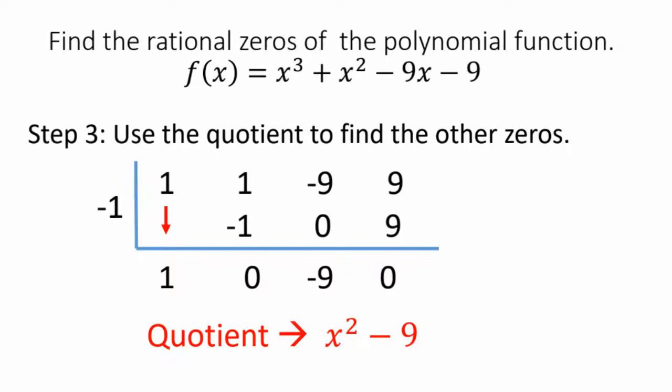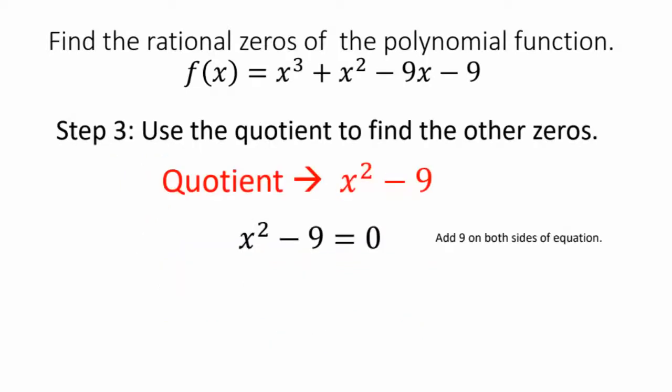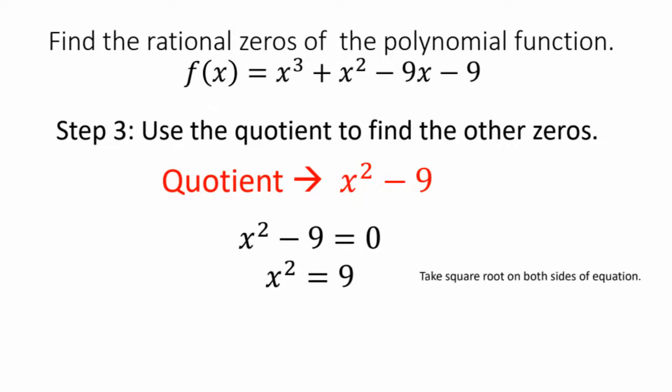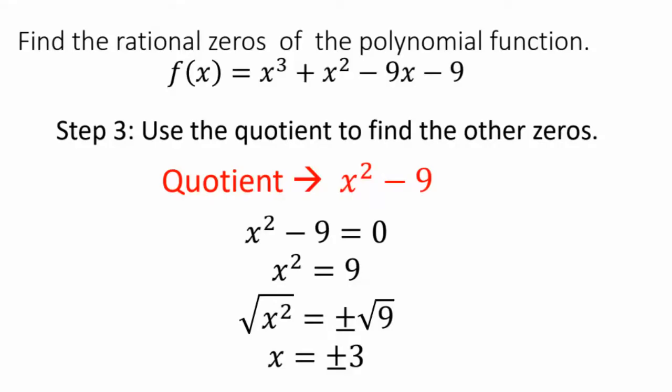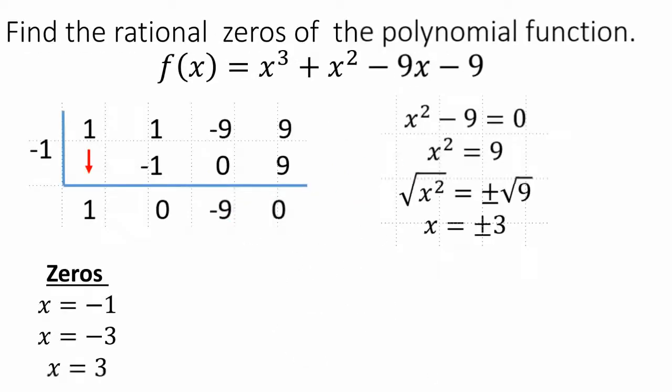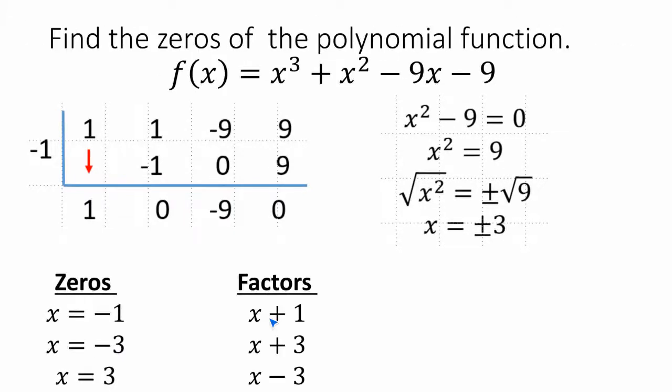And since it's quadratic, we can either factor, use the quadratic formula, square root property, any of the quadratic methods. In this case, we're going to use the square root property by adding 9 on both sides and then taking the square root. So x is equal to plus or minus 3. So those are our zeros. So let's go ahead and list our zeros here. So we have x equals -1, x equals -3, and x equals 3. And if you want to know the factors, then that's x plus 1, x plus 3, and x minus 3.